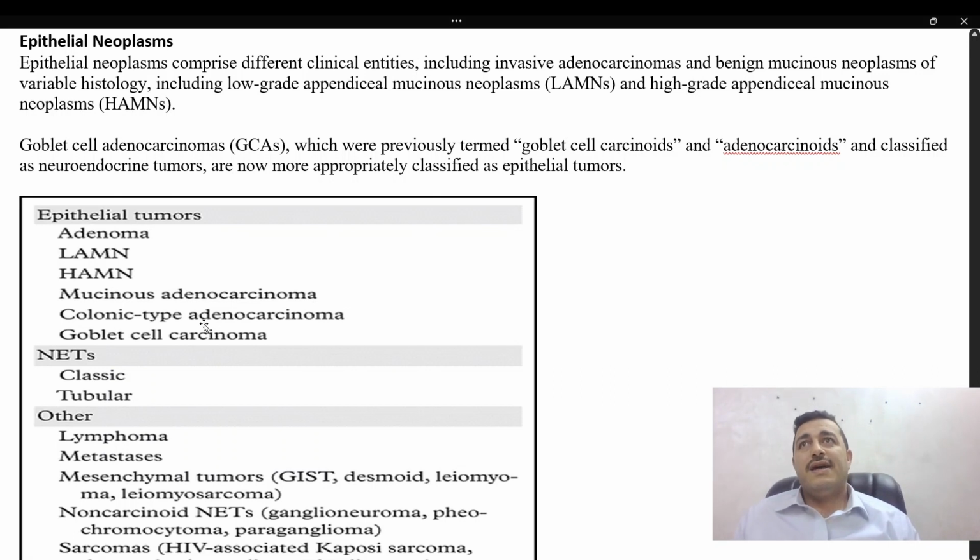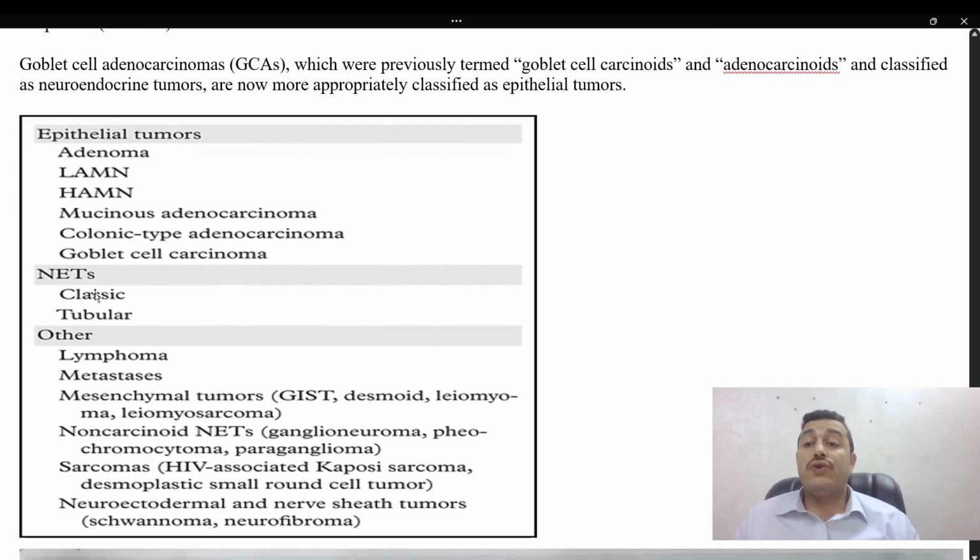Yes, the prognosis depends sometimes on the subtype, but an interesting piece of information is that the prognosis doesn't depend on whether we found a perforated or non-perforated tumor. No matter, perforation doesn't play a role in the prognosis. Okay, neuroendocrine tumor can be classified as classic or tubular.